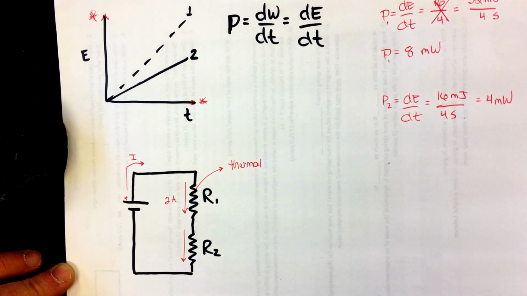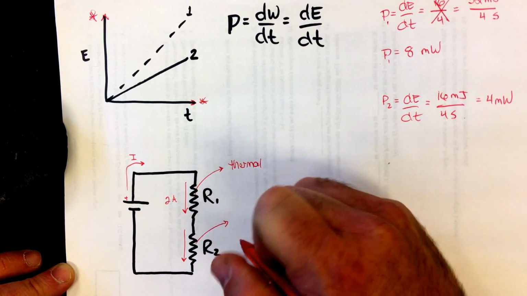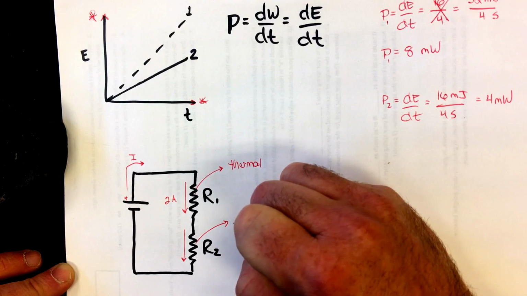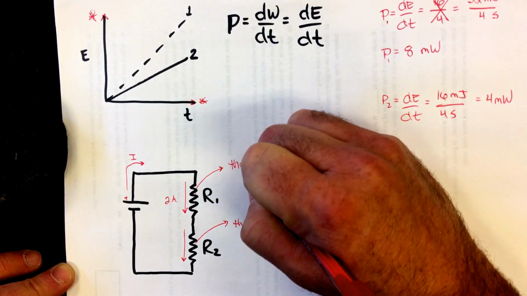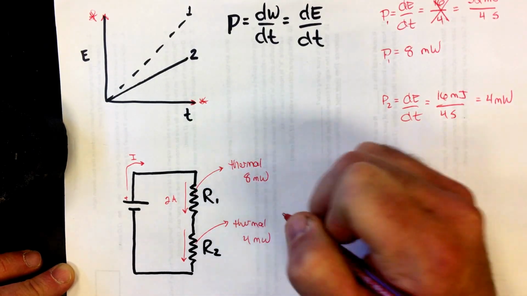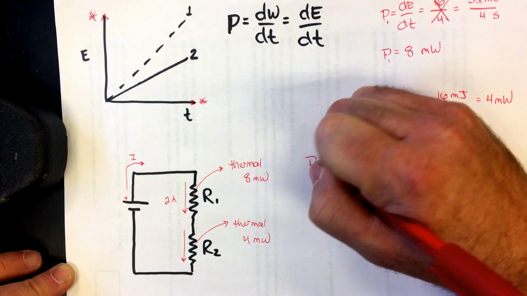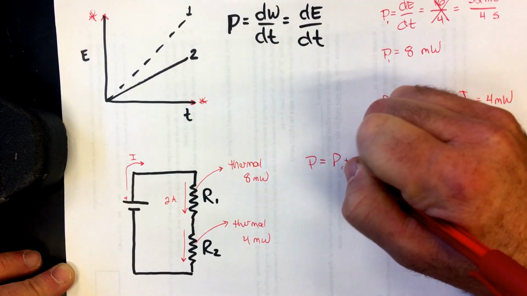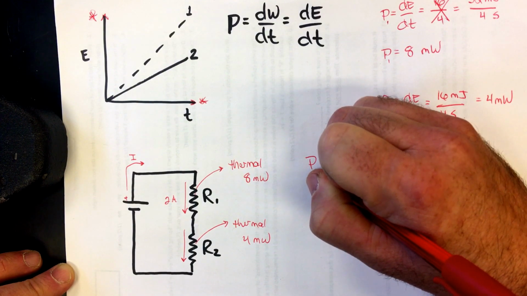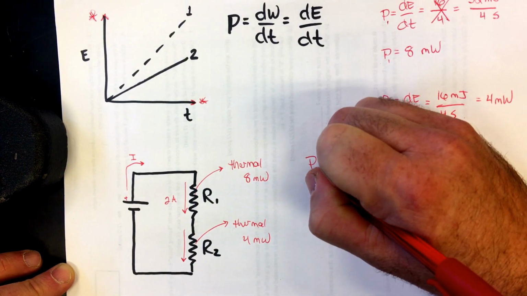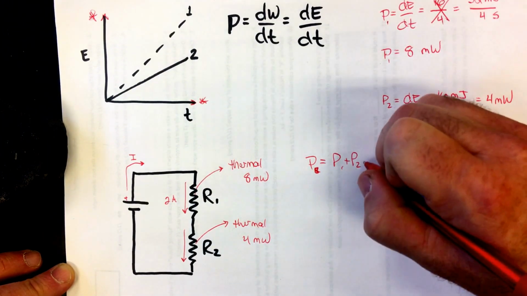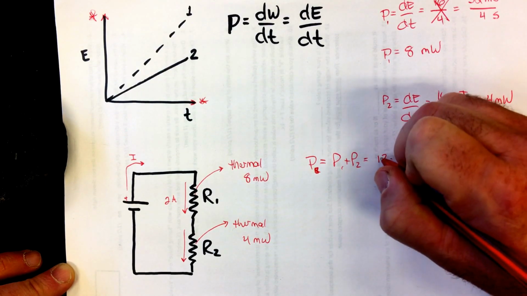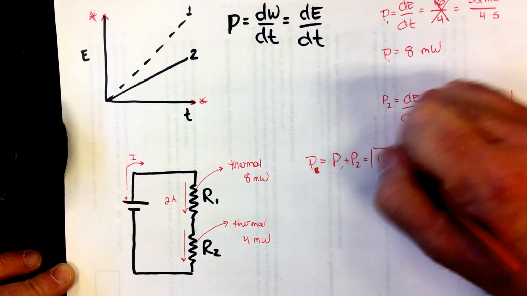So we have the power dissipated by both resistors R1 and R2. They're 8 milliwatts and 4 milliwatts, and so therefore the power delivered by the battery is going to be the sum of the power dissipated by the resistors. This is a B subscript here, and so we get 12 milliwatts as our answer.